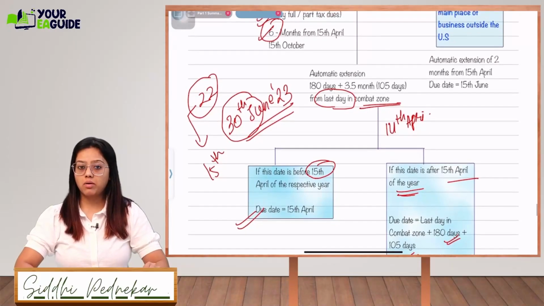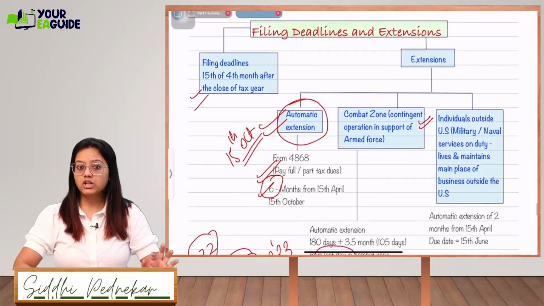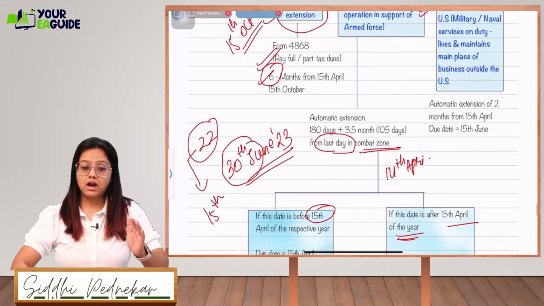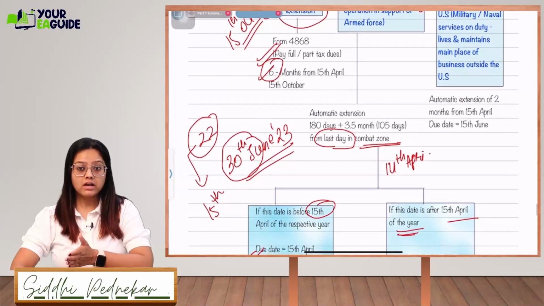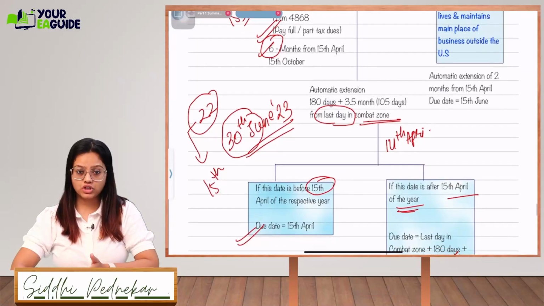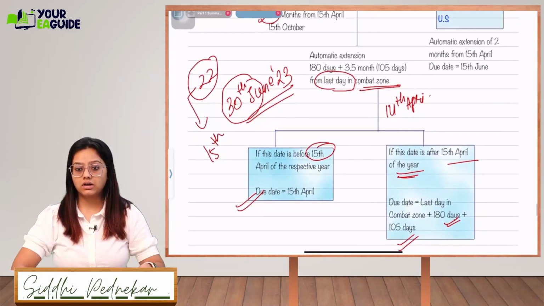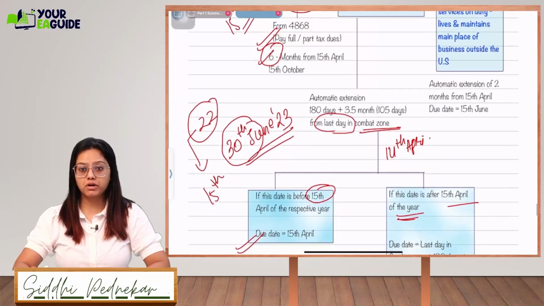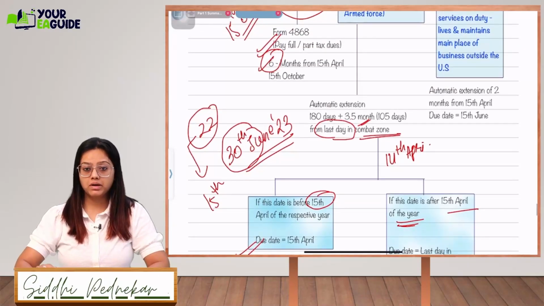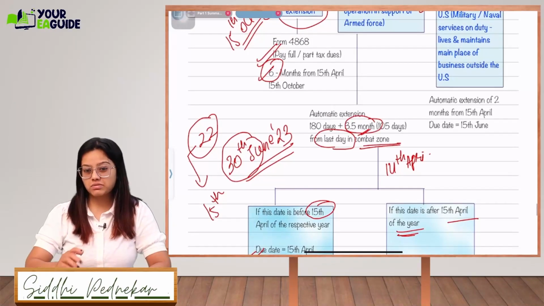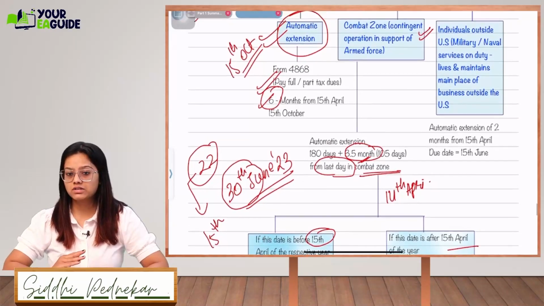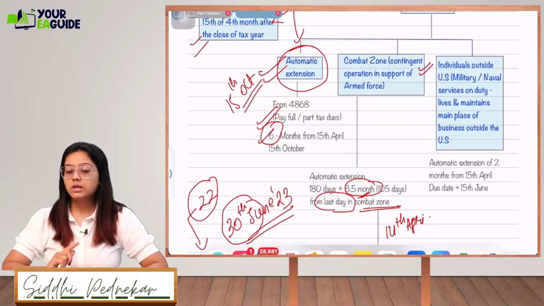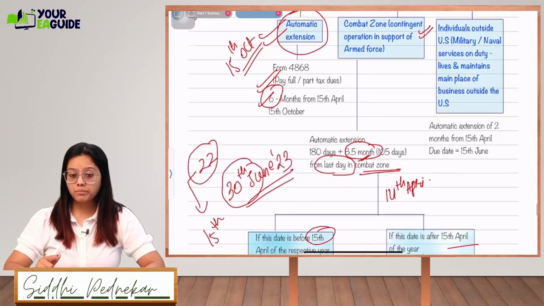If the last day in the combat zone is before 15th April, the normal deadline will apply, meaning 15th April plus 6 months of extension. But after 15th April, if he is returning back, he will have to check on what date he is returning. Due date will be the last day in the combat zone plus 180 days plus 105 days. Remember the number of days. Do not remember the month, but remember the number of days. If there is one theoretical question, then you can just straight away answer 6 months plus 3.5 months, that is 9.5 months. You can get an extension if the person is returning back from the combat zone.